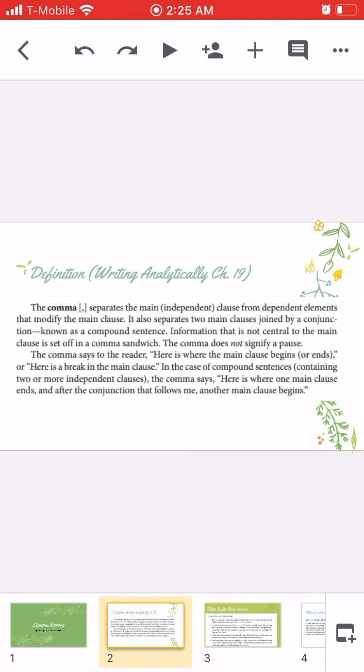So one of the things that I have such a trouble with is that the comma does not signify a pause. So even though you pause while you're reading, it does not mean that you have a comma in your writing, because a comma creates how the sentence or the message is being told.